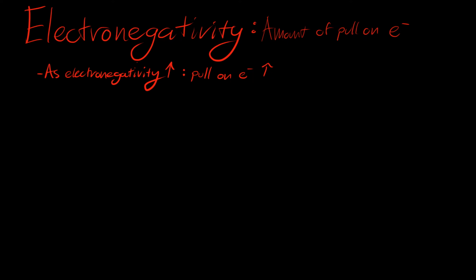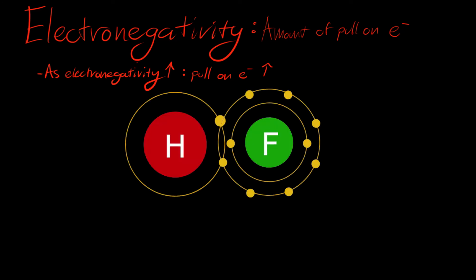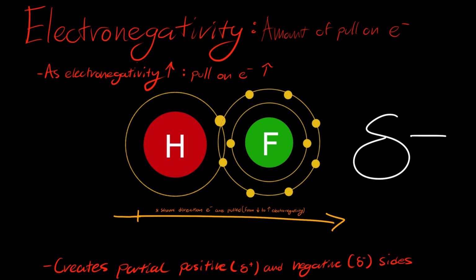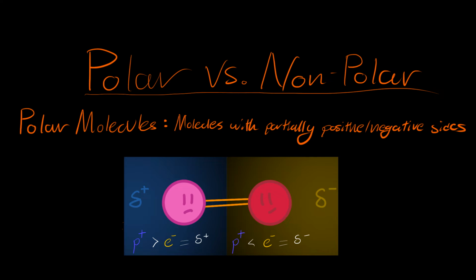Electronegativity is a chemical property that measures the amount of pull an atom has on electrons. Although they form a covalent bond between one another, fluorine is more electronegative than hydrogen, causing the negatively charged electrons to be pulled towards its side. This uneven pull causes fluorine to be partially negative, while the hydrogen becomes partially positive. This is a polar covalent bond.